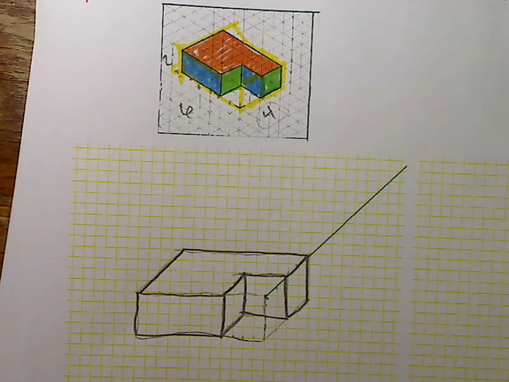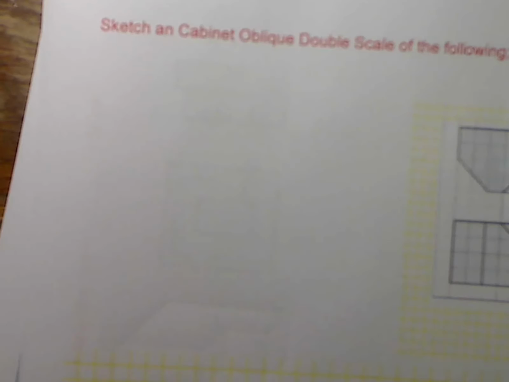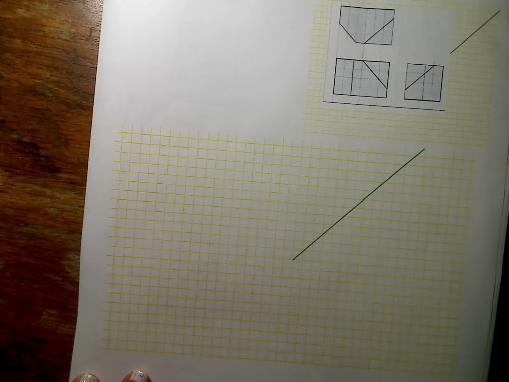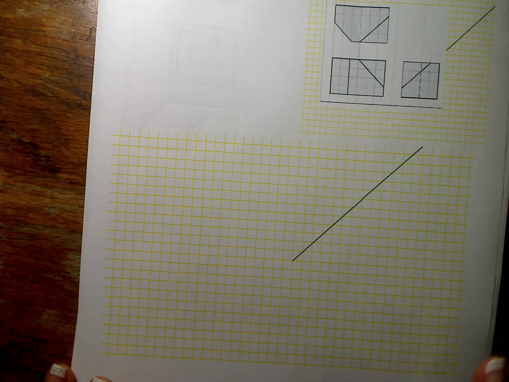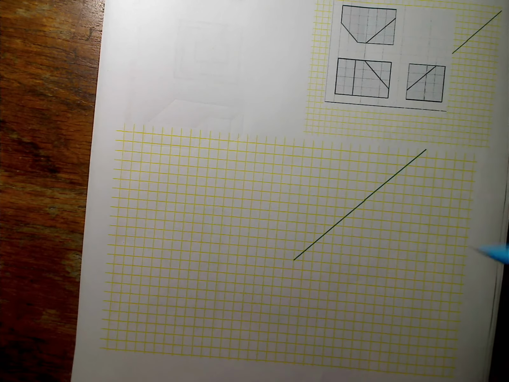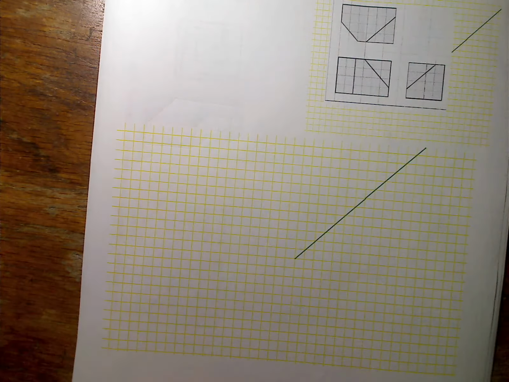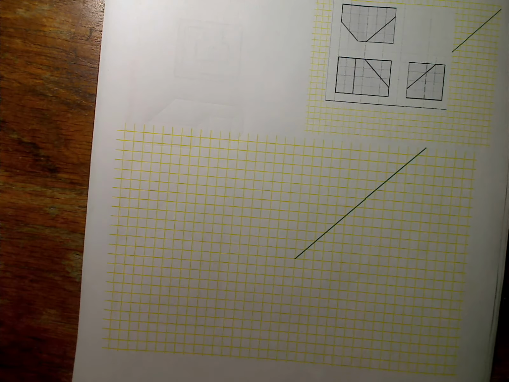It's a basic drawing. Let's try drawing. Let's draw this one. I'm going to zoom back out. This is the one on the back here. There we go. So I'm going to start it by blocking it in. So I'm going to come right here, and again, it's double the scale, and it's still a cabinet oblique. So that means anything on that 45-degree angle is going to be half.